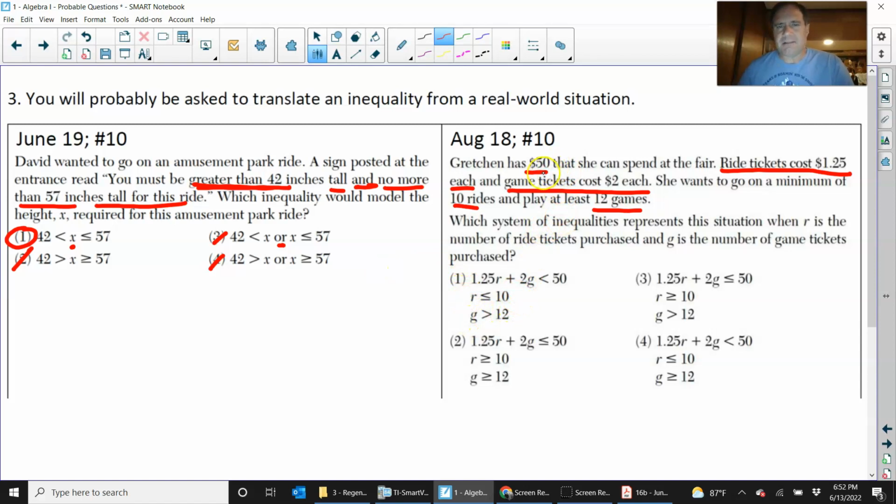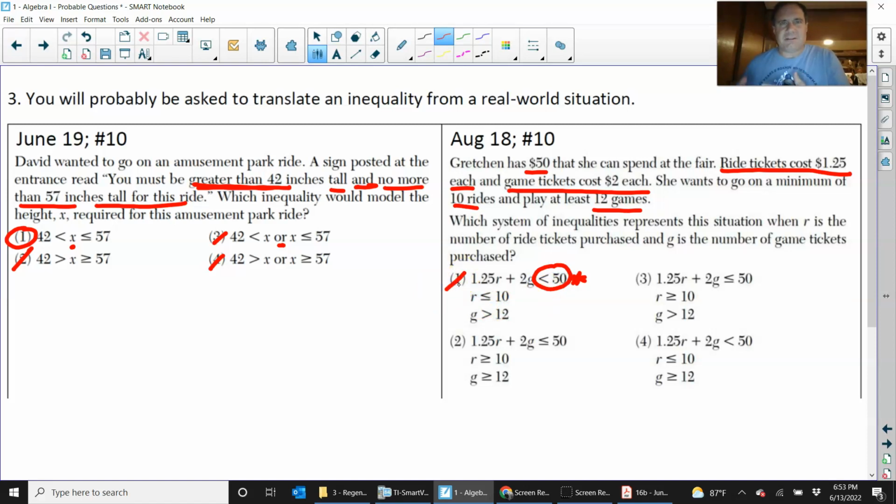So let's just talk about this. She has $50. So it's not less than 50, it's less than or equal to 50. So let's just talk about the ride tickets. The ride tickets are $1.25 and the game tickets are $2. So I like this inequality, but it's not less than 50. She has 50. The only thing I don't like about this inequality is the less than symbol.